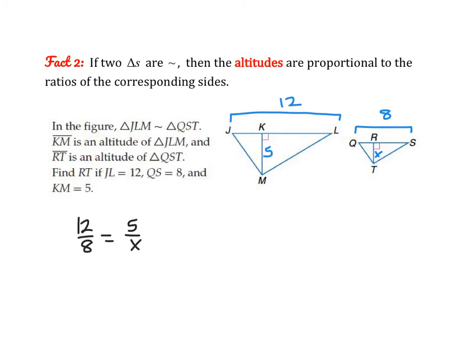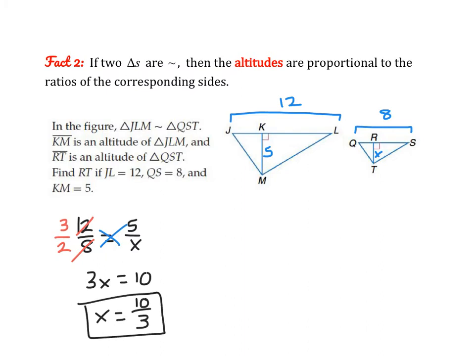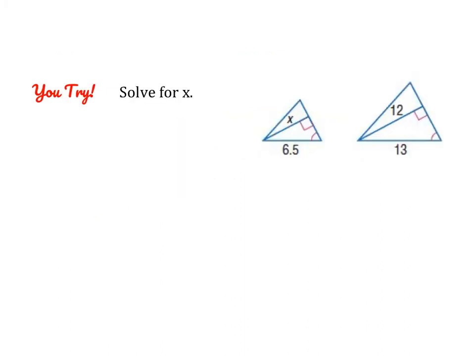And I'm going to simplify this before we cross multiply. I'm going to divide both by 4. And now we can cross multiply. So we get 3x equals 10, x equals 10 over 3. And we can leave it as an improper fraction. All right, go ahead and pause the video and give this problem a try.